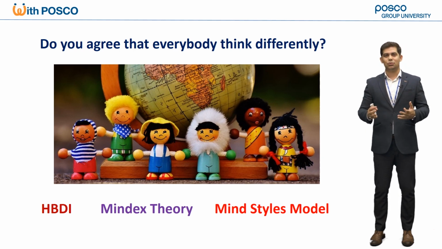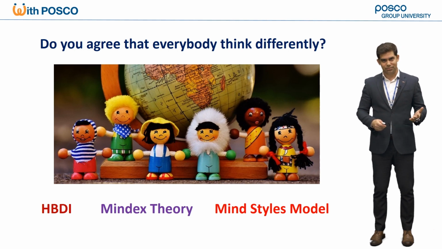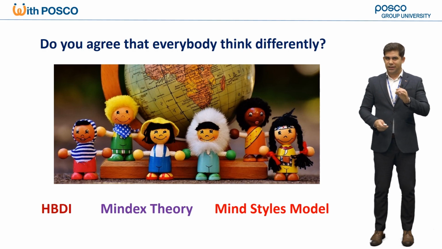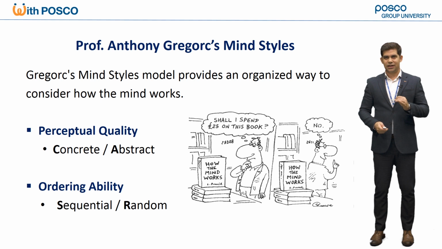And that's the reason why there are so many people across the world who have many theories around it. You will find theories like HBDI, Mindex theory, mind style methods, and so on and so forth. You Google it and you will find numerous theories about it. Now, I will spend a minute talking about Anthony Gregorc's mind style theory.